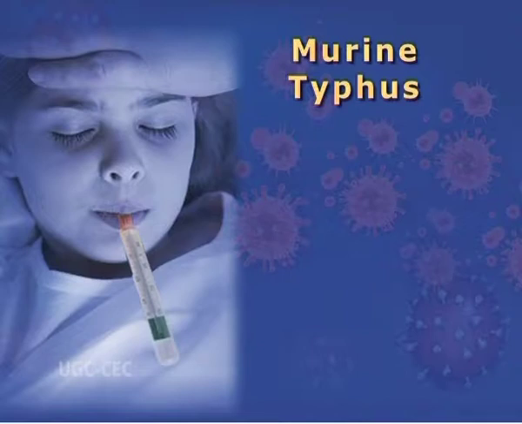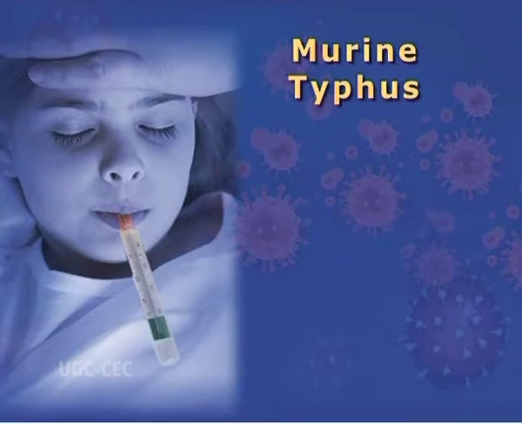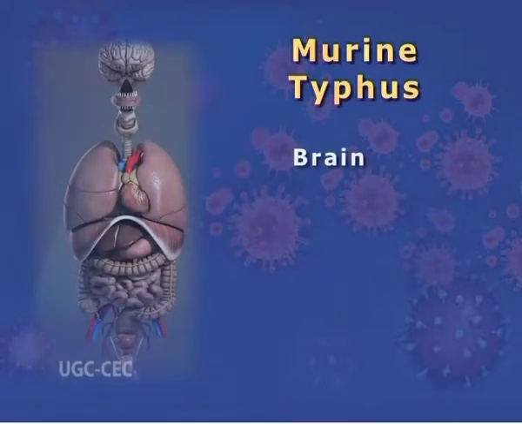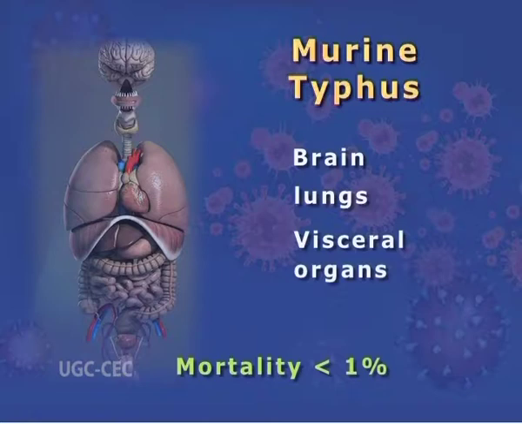Murine typhus. Causative agent Rickettsia typhi. Symptoms: infection of the skin, respiratory tract or conjunctiva. Clinical involvement affects the brain, lungs and visceral organs. Mortality less than 1%. The other form of pathogenic microbe is Spirochaetes.